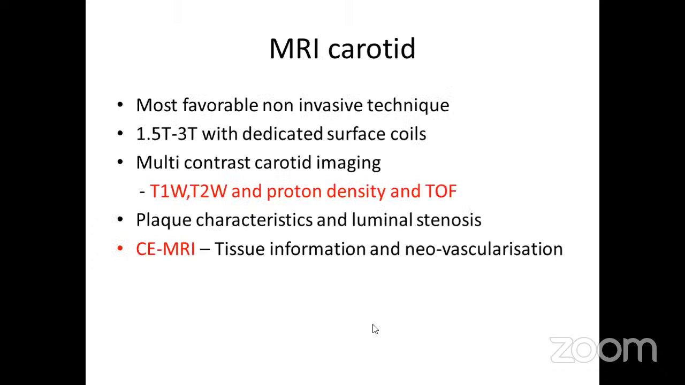MRI of the carotid is the most favorable non-invasive technique, where we use 1.5 Tesla to 3 Tesla with dedicated surface coils. There is also multi-contrast carotid imaging, which utilizes T1 sequences, T2 sequences, proton density, and time of flight, and they can help in characterizing the plaque and luminal stenosis. Contrast enhanced MRI gives information about the tissue and neovascularization.